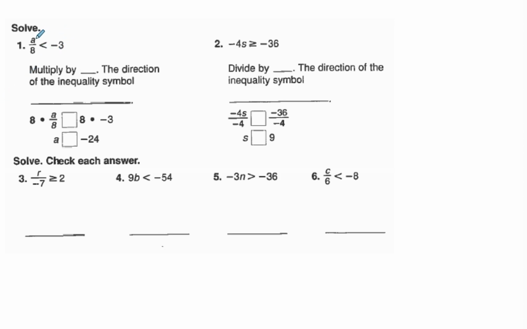So for A, we have a divided by 8 is less than negative 3. This is division, dividing by 8. So to cancel it out, we need to multiply by 8. And then the direction of the inequality symbol stays the same. So it started less than, it's going to continue to be a less than. We multiplied by positive 8 on both sides. 8 times negative 3 is negative 24.